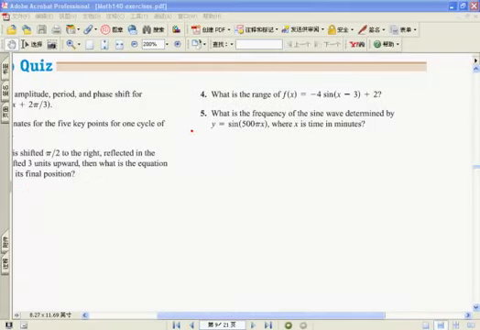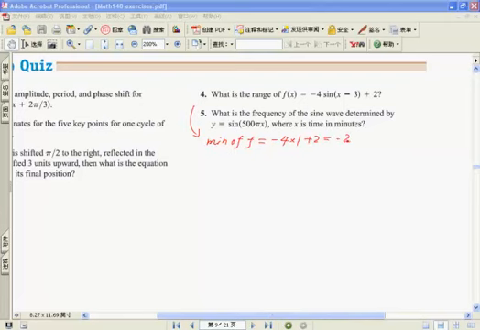Now let's look at the number 4. What is the range of this function? To find the range of this function, first we find the minimum of this function. So the minimum of f is achieved when sine of x has its maximum. We know the maximum of sine of x is positive 1. So the minimum of this function f is equal to negative 4 times 1 plus 2, which is equal to negative 2.